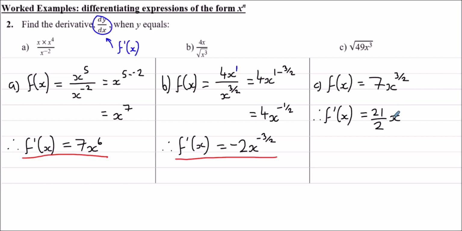And the new power of x is going to reduce by 1. So 3 over 2 minus 1, we're just going to get 1/2. And so that's these functions differentiated. We're now going to have a look at differentiating quadratics.